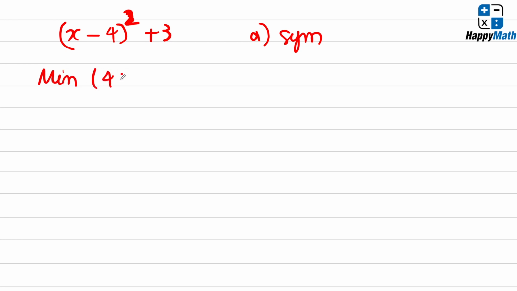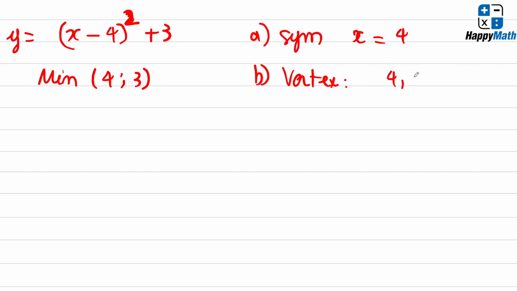So from the completed square form, I will tell you about the symmetric line. The symmetric line will be the x coordinate of the minimum point. From this one, I will find the minimum point, 4 and 3. This tells you the symmetric line of this function is x equal to 4. About the vertex, very easy. The vertex is 4 and 3, because the minimum point or maximum point is exactly the vertex.